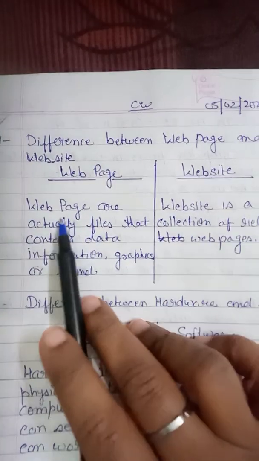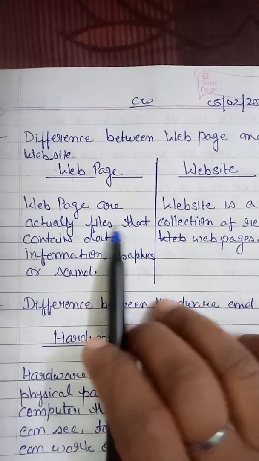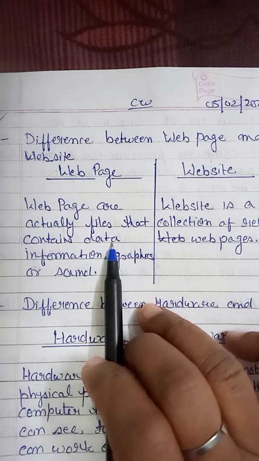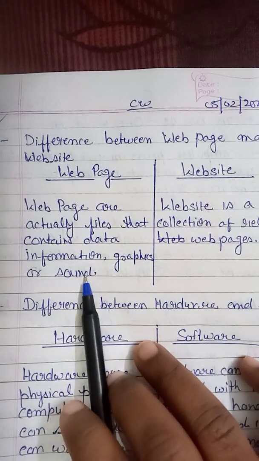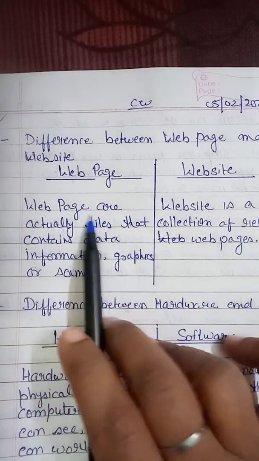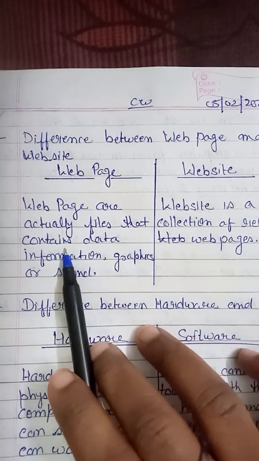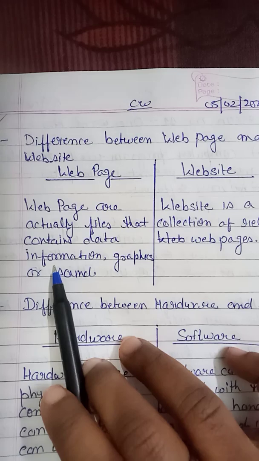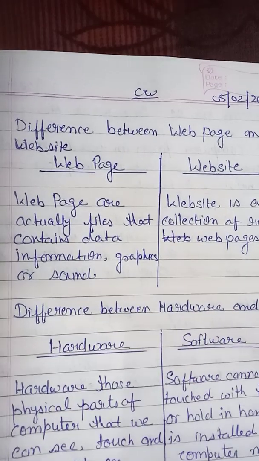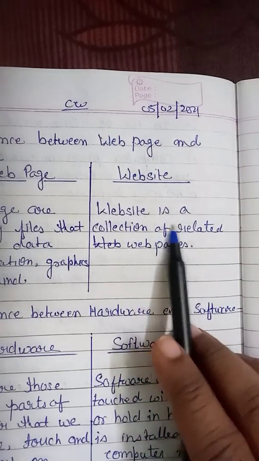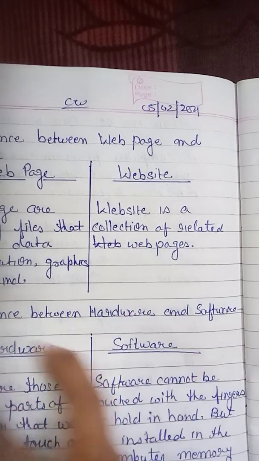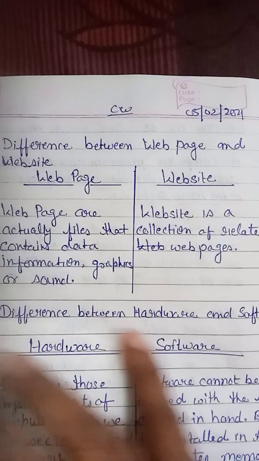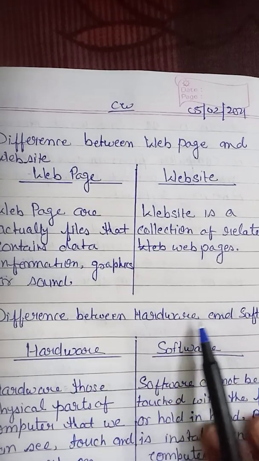First I have explained the difference between web page and website. What is web page? Web page are actually files that contain data, information, graphics or sound. Website is a collection of related web page. This is the difference between web page and website.